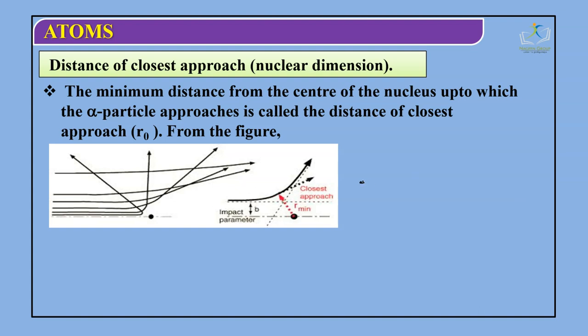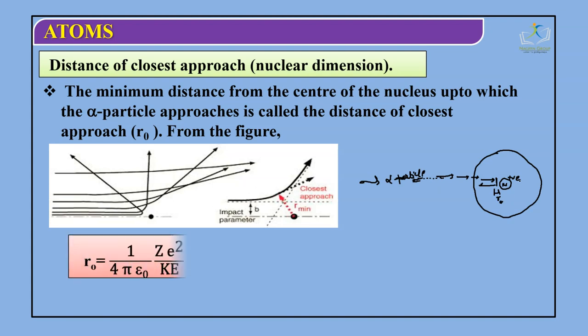If you have not understood this diagram, students, you can see this. Suppose this is an alpha particle which is continuously colliding here, and this is a nucleus which is positive in nature. The alpha particle is also positive in nature. So when it approaches to a particular distance, after a while it will start to repel. They do not touch together, they just repel at a particular distance. So that minimum distance is called the distance of closest approach.